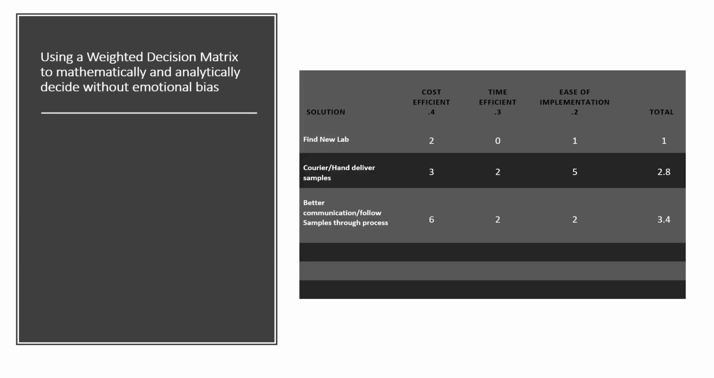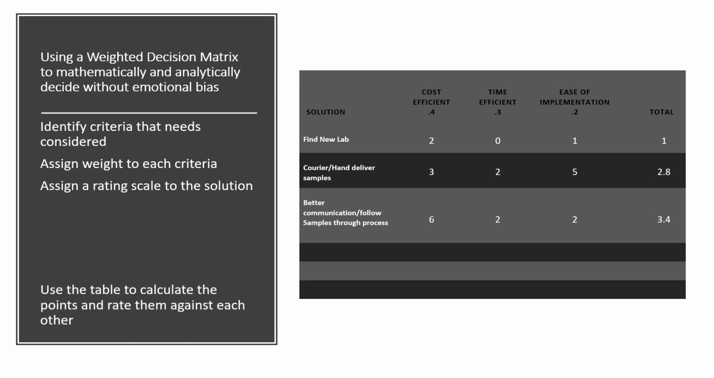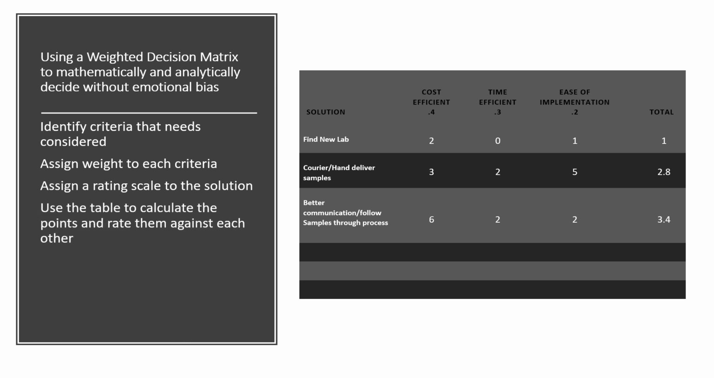I then used the weighted decision matrix to mathematically and analytically make a decision without any emotional bias. To use a weighted decision matrix, you need to identify criteria that need to be considered, assign a weight to each criterion, assign a rating scale to the solutions, and use the table to calculate the points and rate them against each other. My best solution by using this decision matrix was better communication and/or following samples through processes.